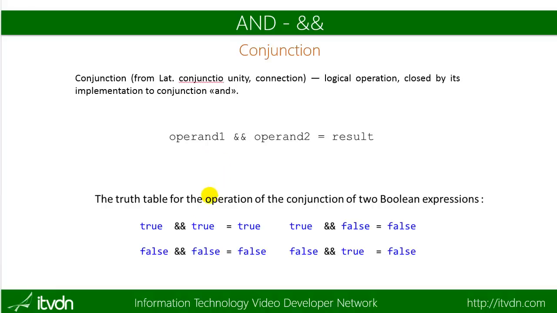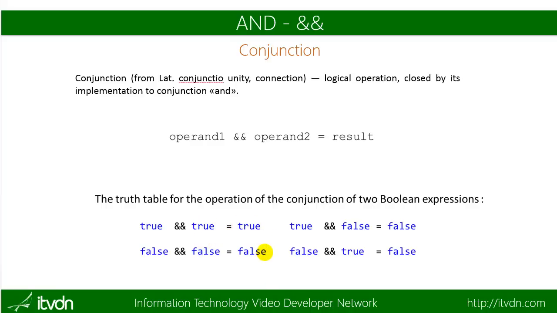An operand is just like a statement that can have a value of true or false. So this operand can either be true or false, and this operand can also be true or false, with an operation sign between them. Right down here you have the truth table, the truth table for the operation of the conjunction of two Boolean expressions. We have the first expression and the second expression, so it's like having operand 1 and operand 2. Operand 1 can either be true or false. Operand 2 can also be true or false. And then we get a result. Our result can also be true or false.